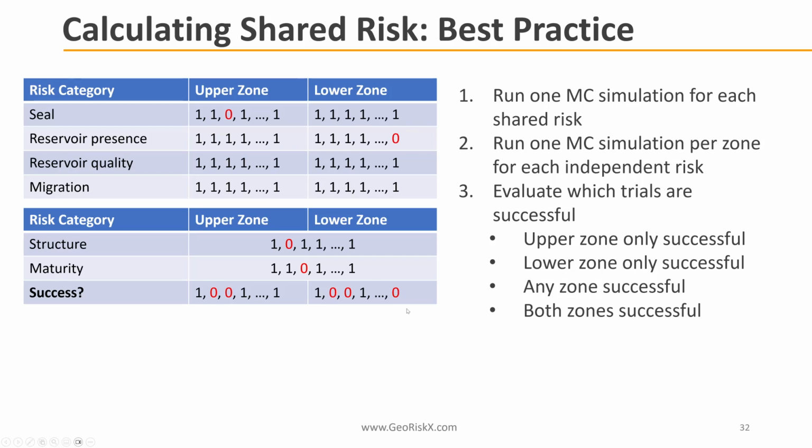And here we have a failure in one of our independent risks, so that flows down. And so that's the way this works: we run the Monte Carlo simulation on both our common risk and our independent risk, and then we look at each of those trials to assign whether or not this was a success or a failure.